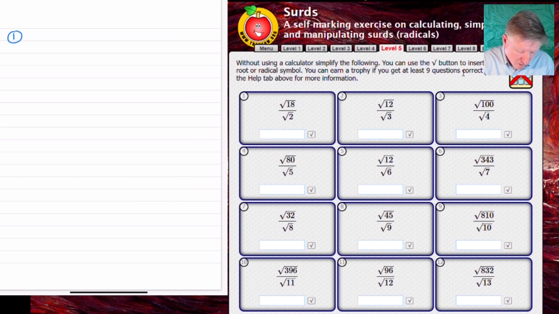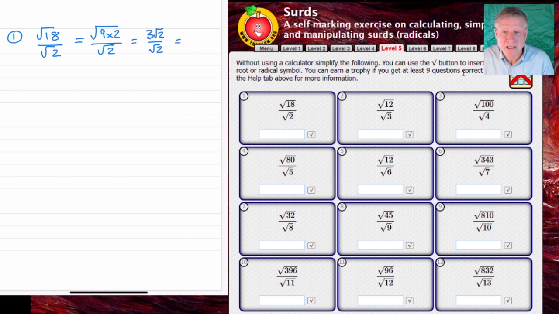Question number 1, we've got root 18 over root 2, which is equal to... I'm used to simplifying root 18 because I know that it's 9 times 2. So I bring the 9 in front of the square root sign: 3 root 2 over root 2. And now I can divide top and bottom of that fraction, the numerator and the denominator, by the square root of 2, and that just leaves me with 3. So I think the answer to the first question is just 3. But I'll check with the check button. Yes, it definitely is.